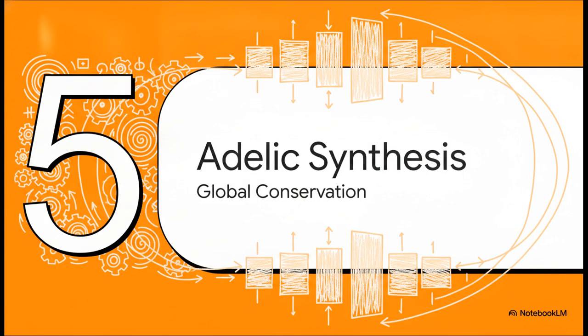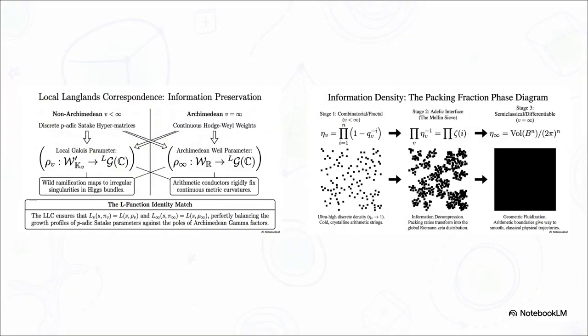Section 5, Adelic synthesis and global conservation. When we look at the local Langlands correspondence, it maps discrete, p-adic matrices straight over to continuous Hodge-Tate weights. But the real magic happens with the packing fraction phase diagram. As this ultra-dense, crystalline string data passes through the Adelic interface, specifically through the Mellin sieve, it actually decompresses. It literally fluidizes into continuous, macroscopic physical trajectories. You are watching data melt into physics.